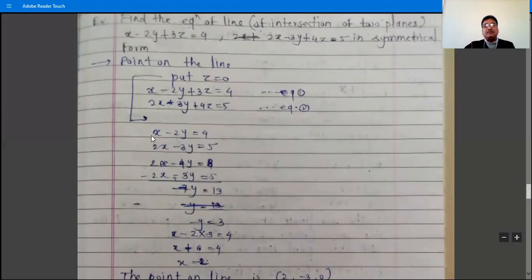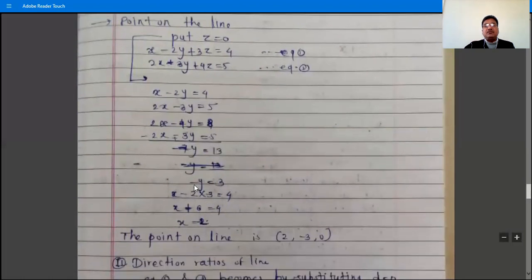So multiply equation 1 by 2, and then subtracting, we have what? Minus minus becomes plus. So this is minus y, and 8 minus 5 becomes 3. So minus y is 3, which means y is minus 3.